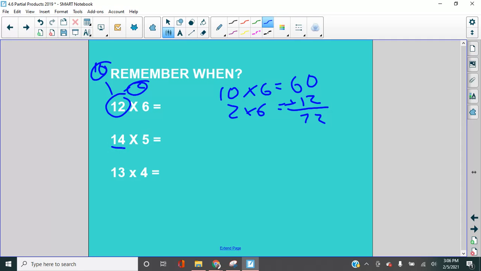All right. How about 14 times 5? Let's have you help me. The 14. Let's split it into what? What can we split it into that's easy? 10 and 4, right? 10 and 4. Now, could we split it into 7 and 7? Yes, right? I'm going to really focus on the place values here, though, with you today.